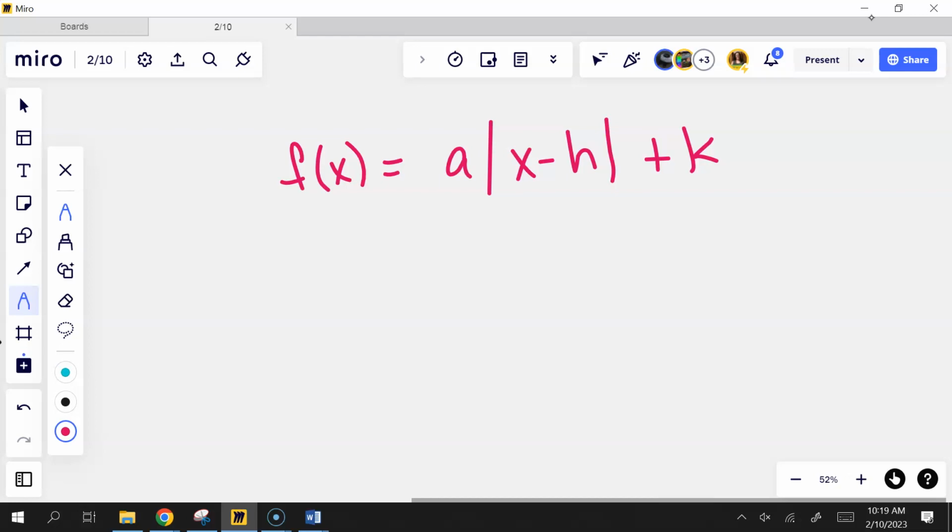Remember that vertex form of a quadratic? Same thing, same things are going to happen here. My vertex is going to be HK, but notice, remember on this sheet, whenever it was subtracting, it was moving it to the right. When it was adding, it was moving it to the left. So I have to be careful because this H has the opposite sign.